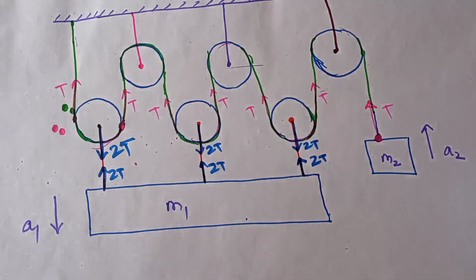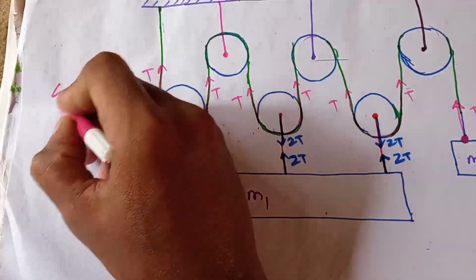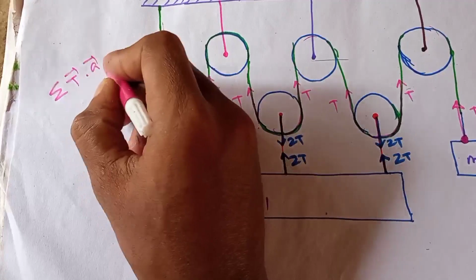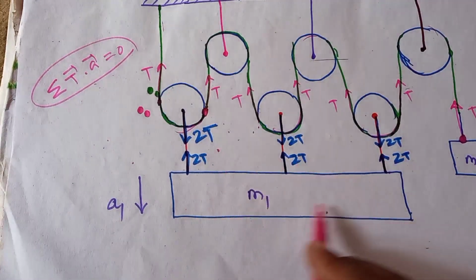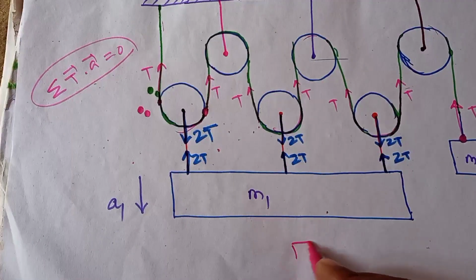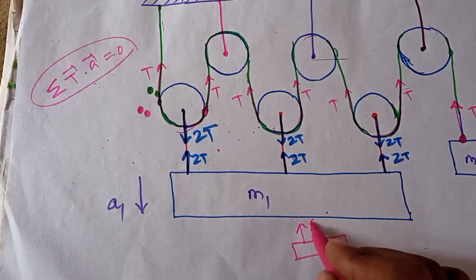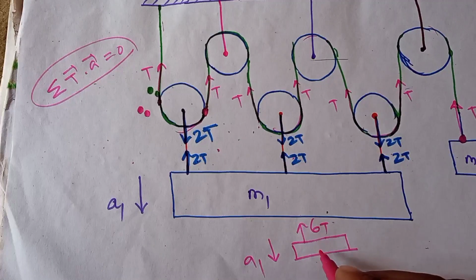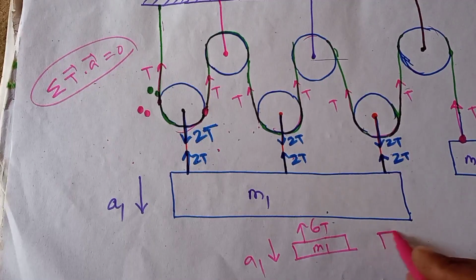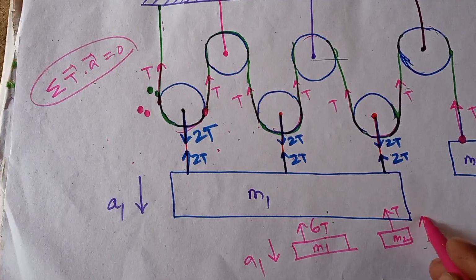Now let's apply concept number three. Concept number three says the summation of tension dot acceleration should be equal to 0. As you can see, for this mass m1 there is 2T plus 2T plus 2T, that means 6T force in the upward direction and acceleration in the downward direction. For the m2 body, tension is in the upward direction and acceleration is also in the upward direction.